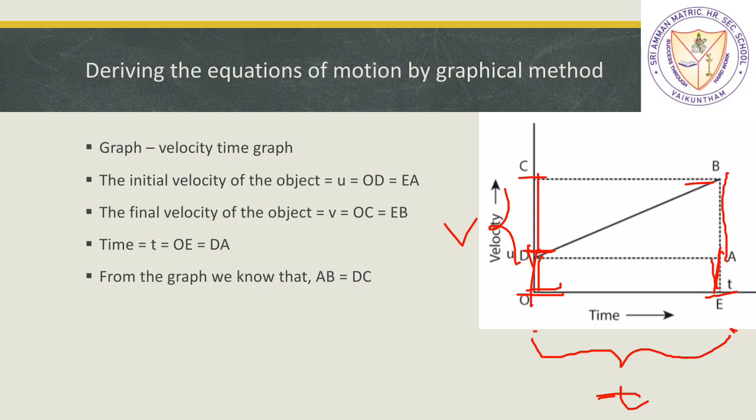The graph which we will be using is a velocity time graph, where we can mark u, v, and t, sorry, not A, it is t: initial velocity, final velocity and the time. And in between we see that AB and CD are equal.